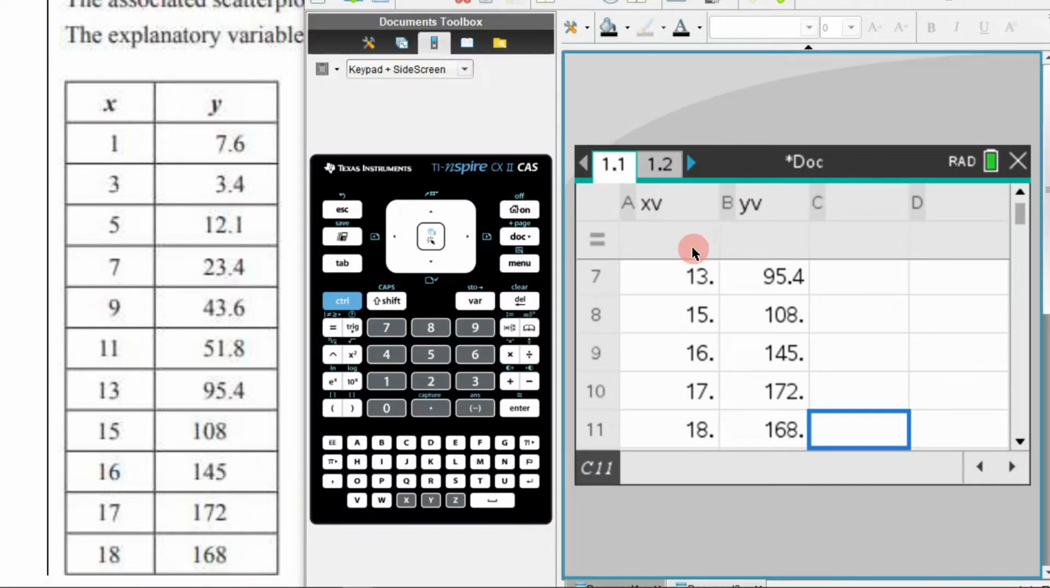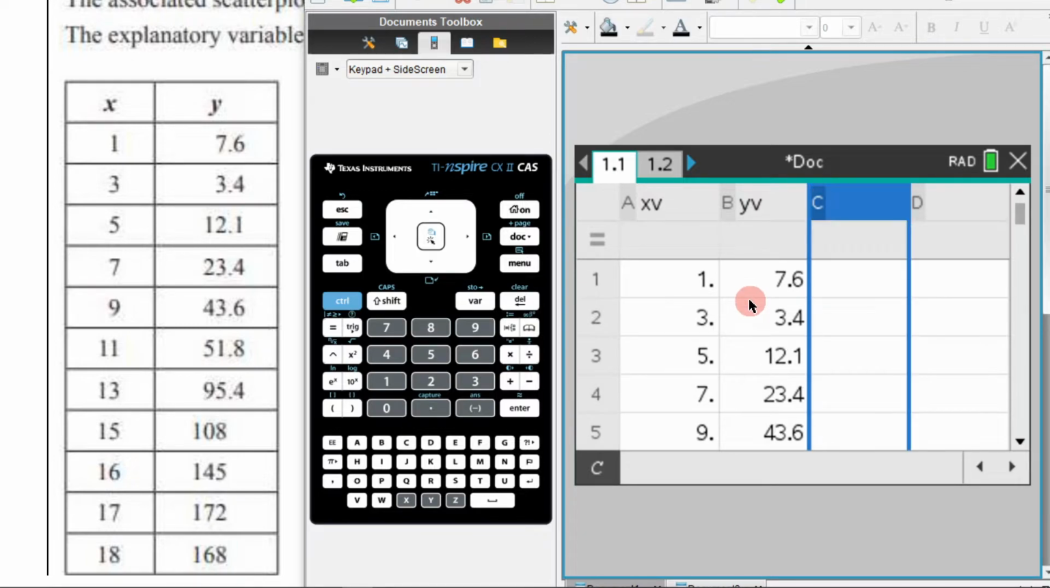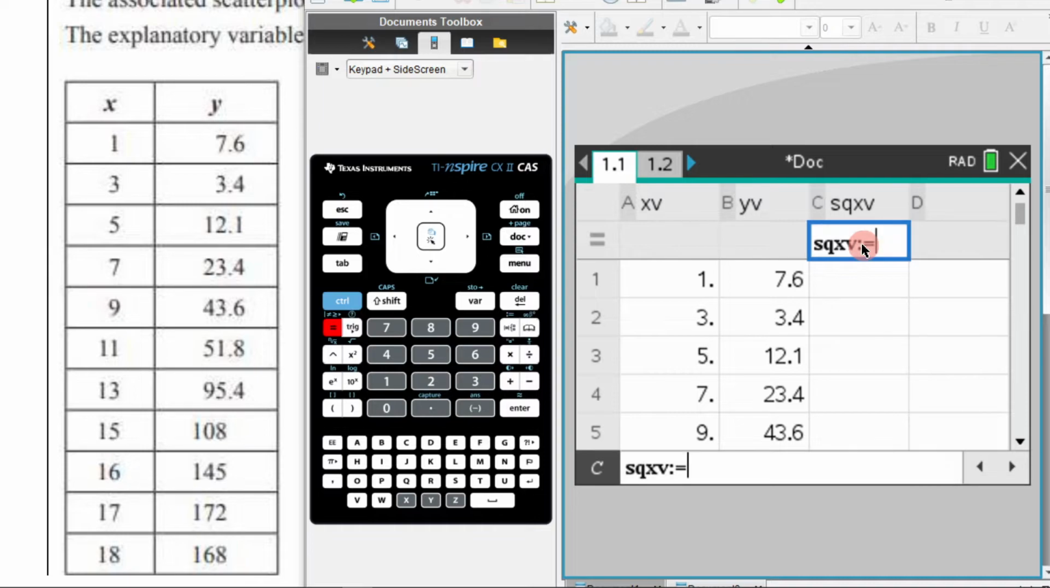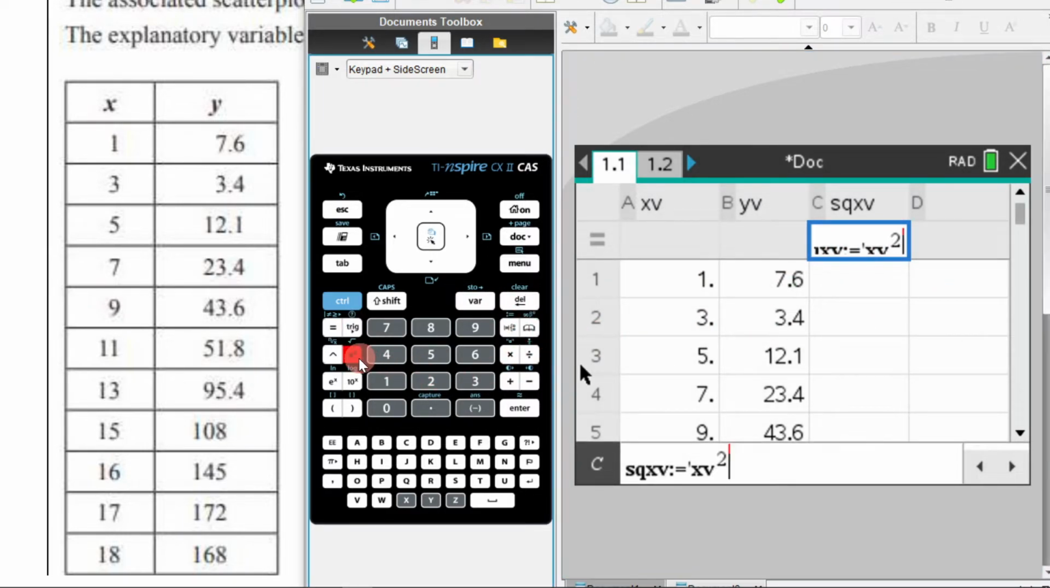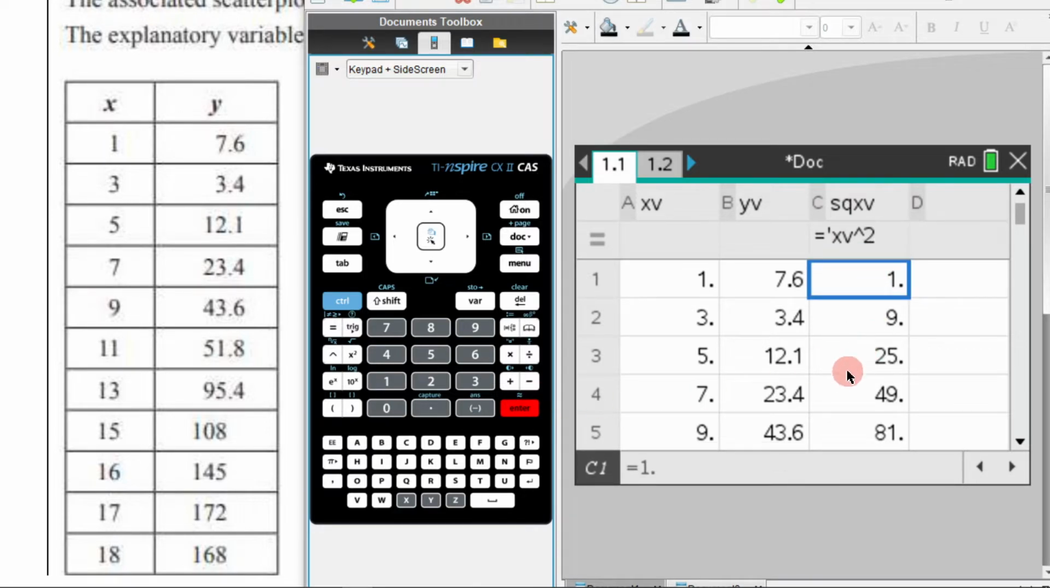What you would do is you would come to your spreadsheet here and just type in all your variables. I discourage you from just using one letter as your title name. So I've just called it EV and YV here. That just avoids confusion. Then I'm going to come here and I'm going to say, all right, what I'm going to do is SQ for square the XV variable. And then I'll come here and I'll go equals, and then I'll go var and I want XV and I want to square it. Then I'll go enter, and there it is right there.